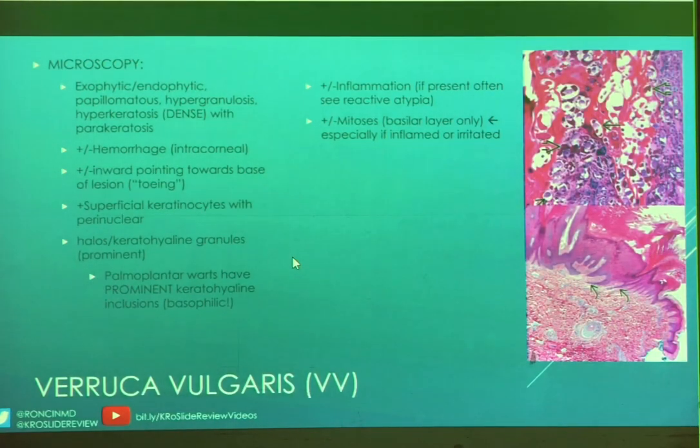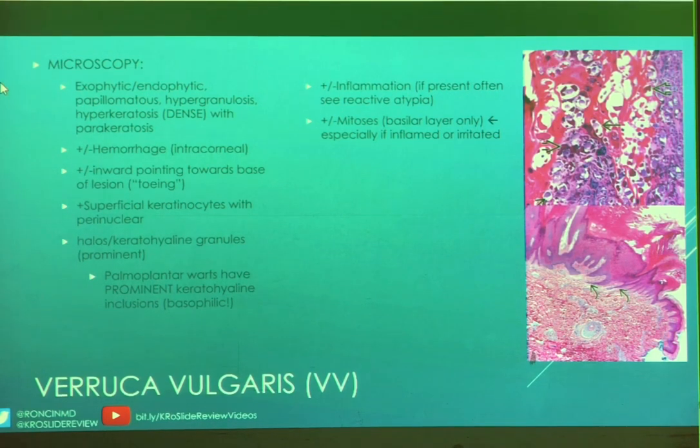On microscopy, again, like we saw with seborrheic keratosis, they can be exophytic or endophytic. They are papillomatous, which means that they have those fibrovascular pores. Hypergranulosis, as we saw in our case, dense hyperkeratosis, and parakeratosis tends to steeple above the papillary projections. You may or may not see hemorrhage within the keratin layer, so intracorneal hemorrhage, and there tends to be this inward pointing of the base, and that is called toeing. So the bottom picture is showing you that toeing, where the base of the lesion is pulled towards the center.